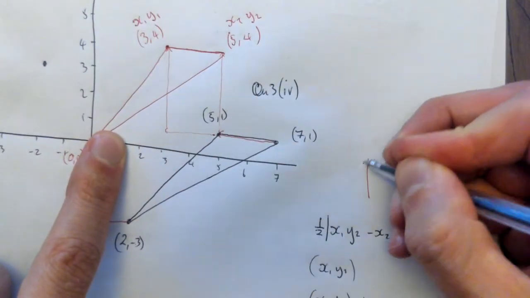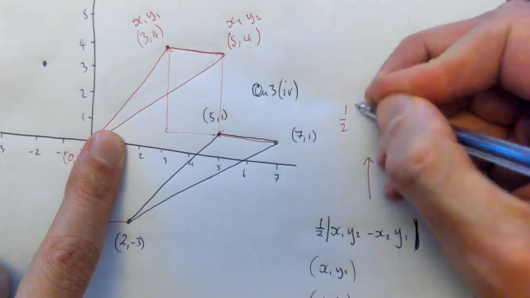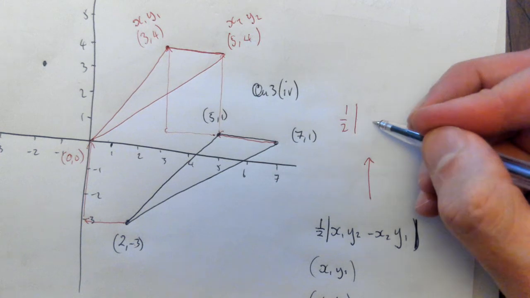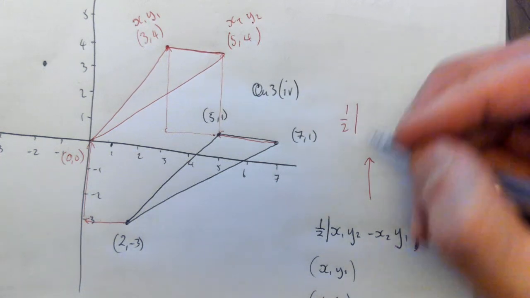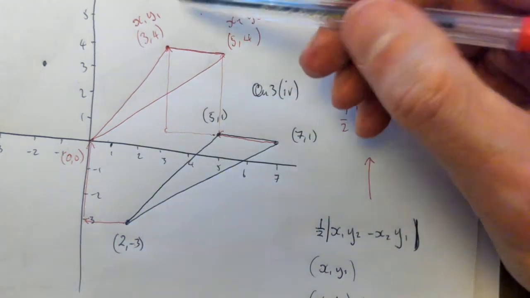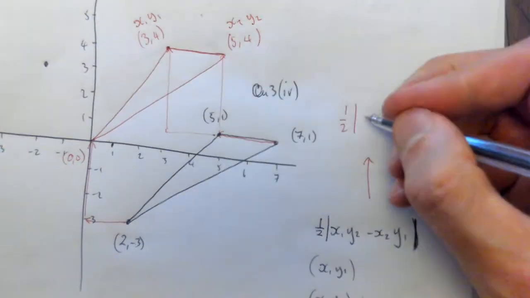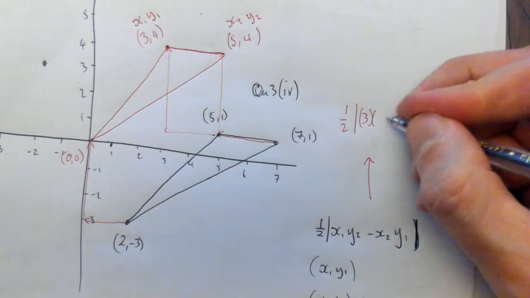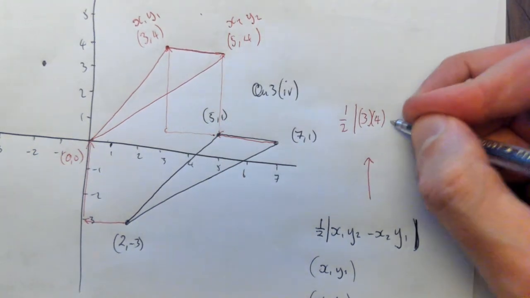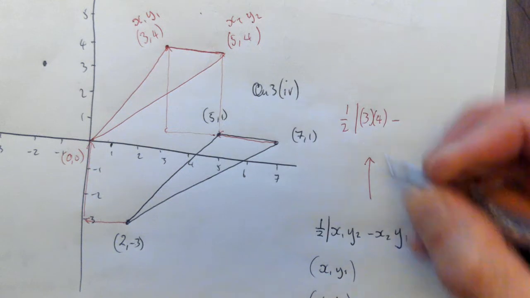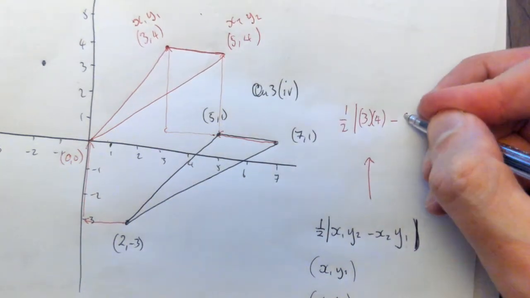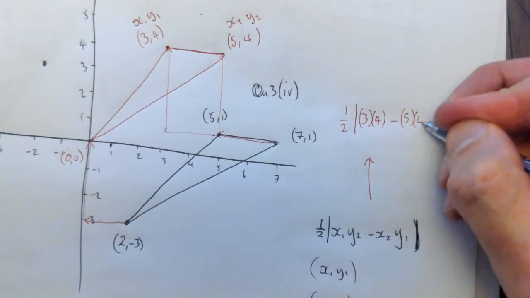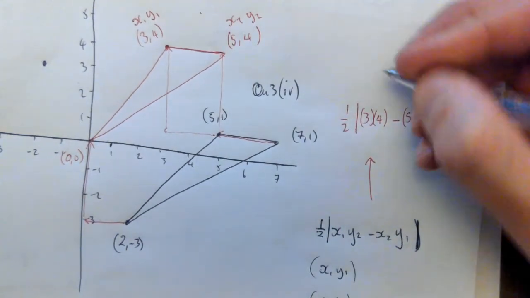So let's work upwards so I can keep it on the screen. Half, remember the two lines mean the modulus. That means if it's a negative number inside, we just take the positive value. So let's see what happens. x1 times y2 is, x1 is 3. Bracket means multiplication. y2 is 4. Take away x2 times y1. x2 is 5. y1 is 4 as well. Okay, I'm going to work upwards.